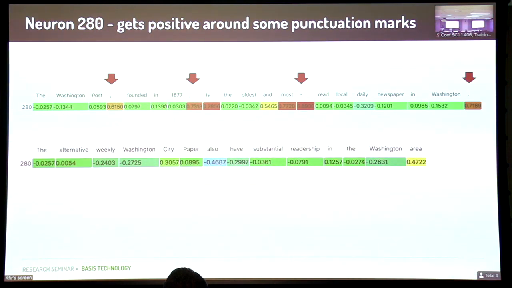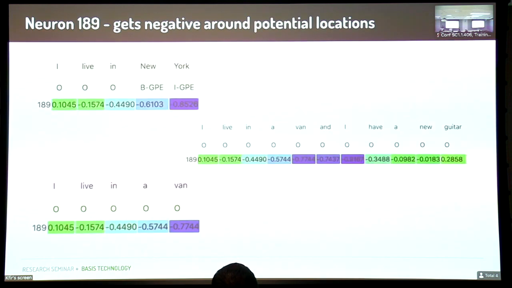But you can also see another interesting pattern here. This information is not remembered for too many time steps. So it gets positive and immediately here gets back to normal. Here a little bit more, but not more than 1, 2, 3 time steps. So it means that probably for named entity recognition, punctuation marks are important, but we don't need to remember them for too many time steps. Let me show you another neuron.